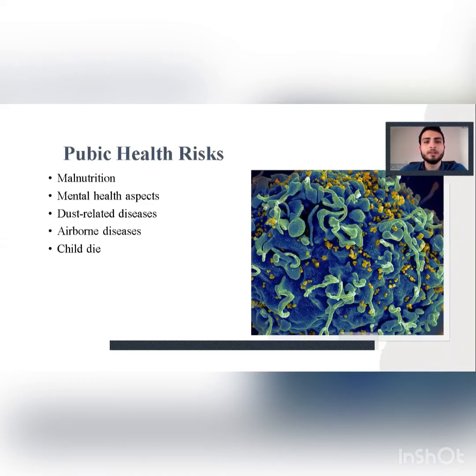So let's talk about public health risks. Commonly observed health impacts of drought include malnutrition, airborne or dust-related diseases, water-related diseases, and mental health aspects. Particularly at risk from drought are children, the old, the indigent, chronically ill people, and the pregnant.